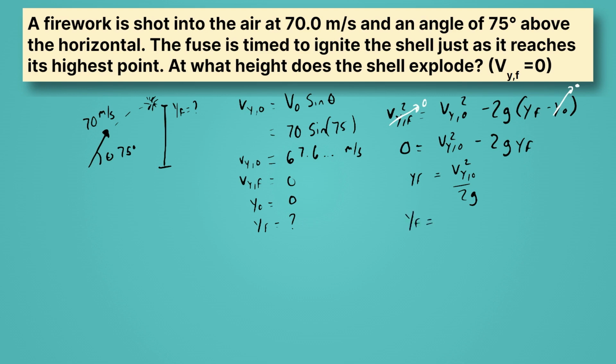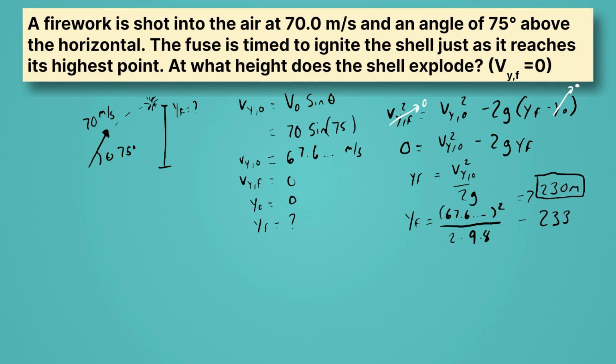Now we're ready to go ahead and solve for y final. We're going to plug in the initial velocity in the y direction. That's 67.6. And we're going to square that. And we'll divide that all by 2 times gravity, which is 9.8. Now remember, here's where you want to make sure and use that whole 67.6 number that we have in our calculator. When we plug that in, we should get 233. And because we have just 2 sig figs in our angle, we're going to round that to 2 sig figs here, and that 3 tells us we should round down. So we're going to round 233 to 230 meters. So that's the height at which our firework is going to explode.